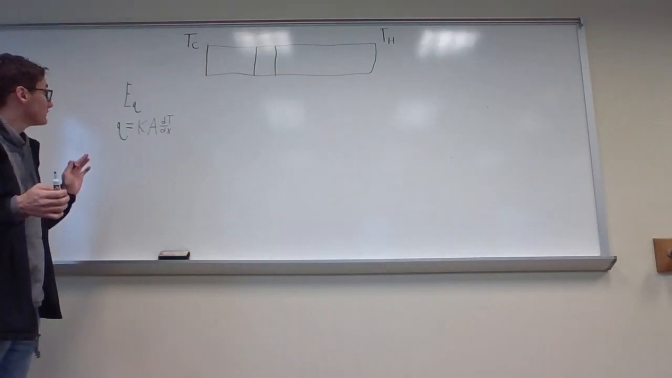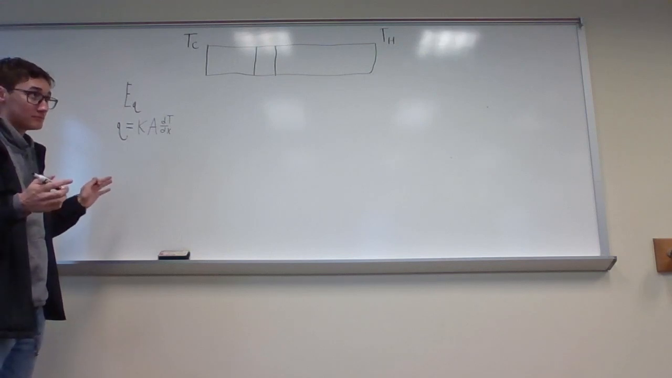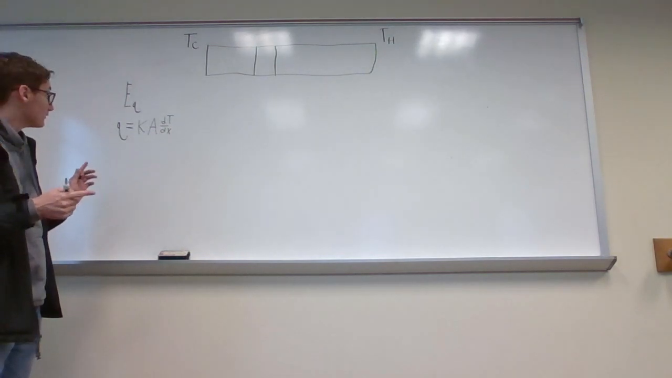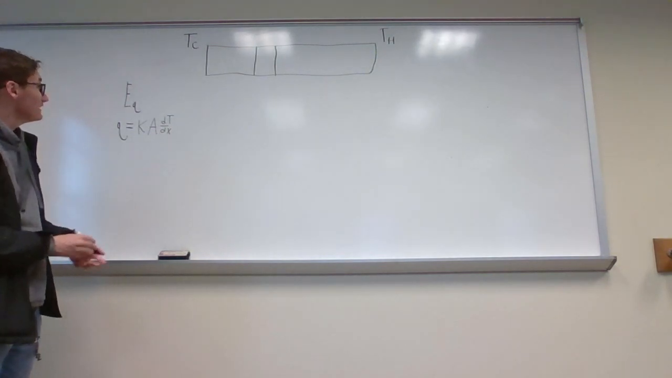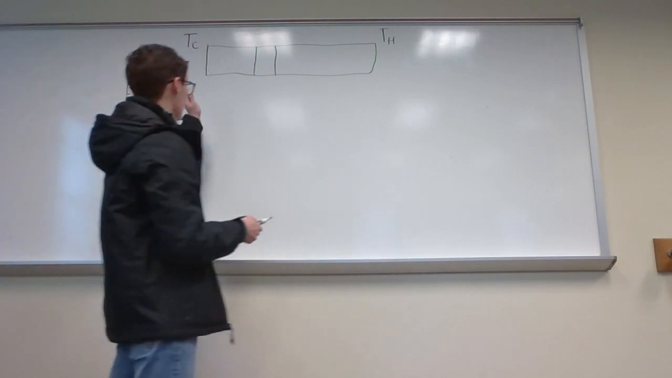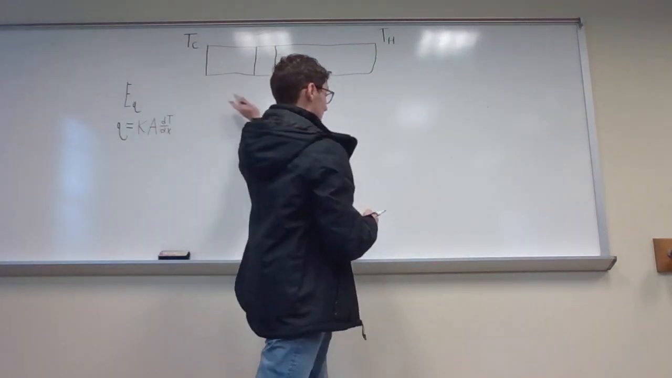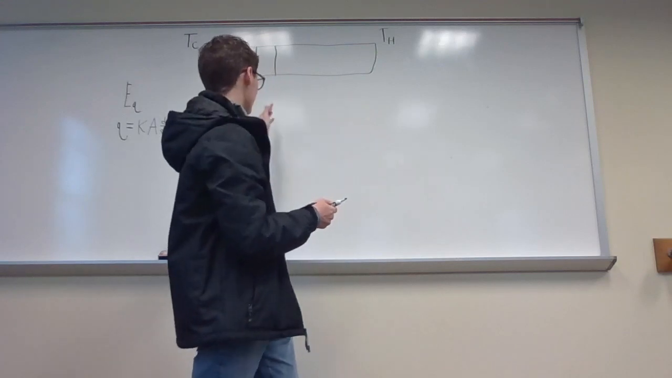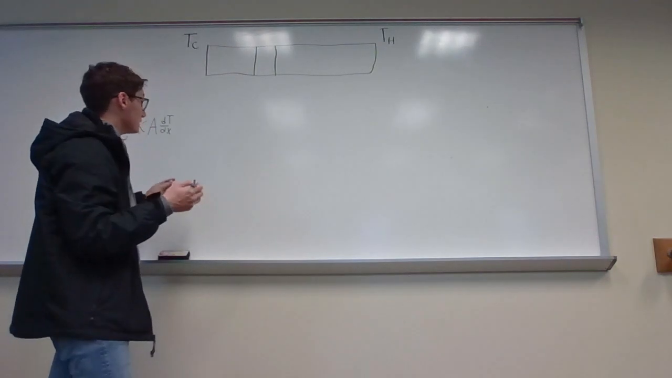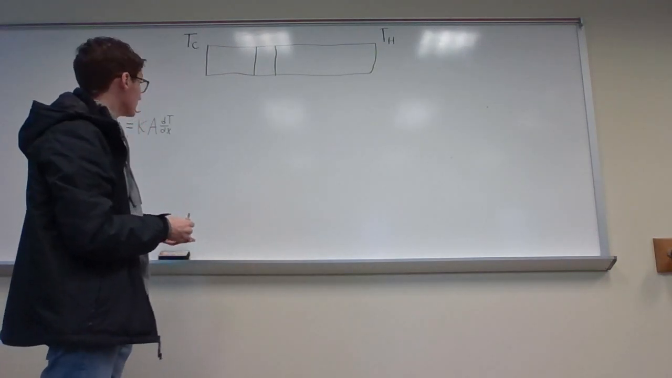Hello, this is going to be homework 2, part A of part 1. What we need to do is derive an equation for a uniform bar, meaning that its conductivity is constant throughout, or the thermal diffusivity is constant throughout. And we want to calculate a temperature for that system.